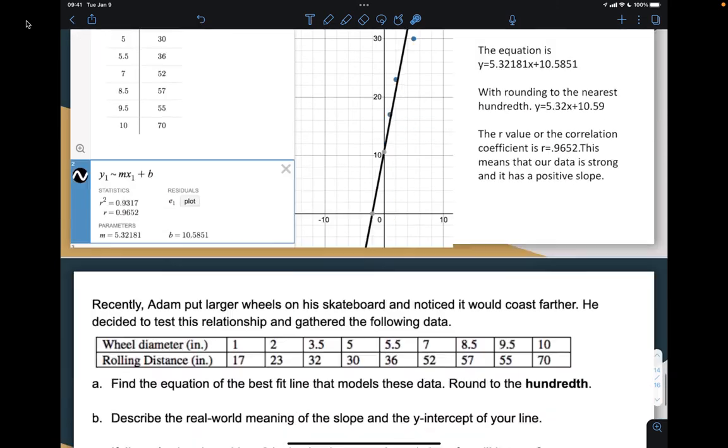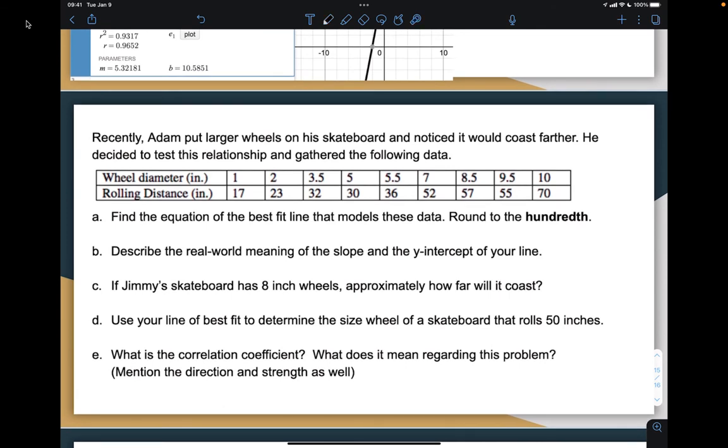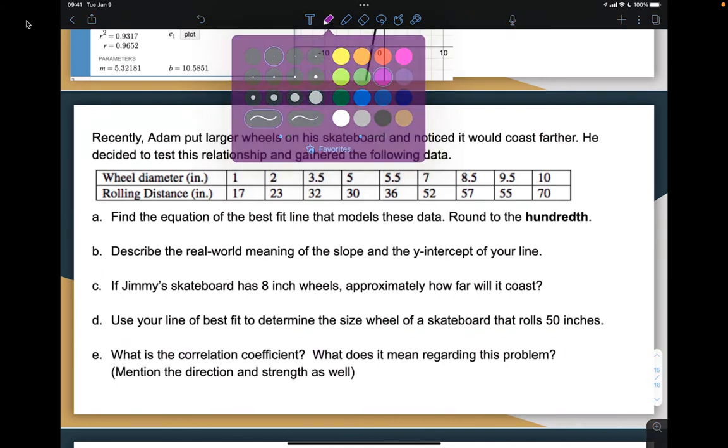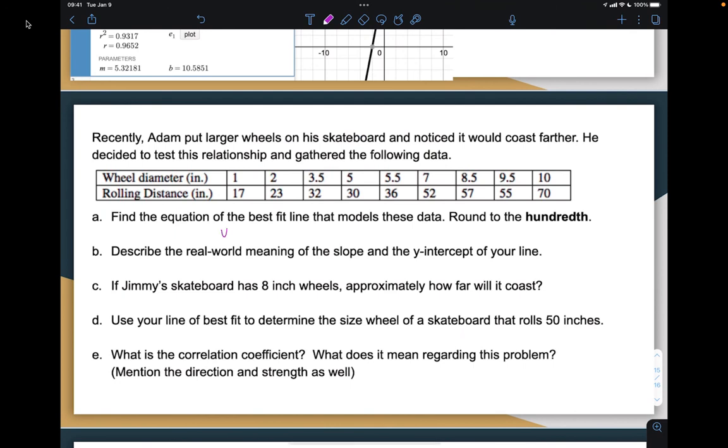All right, now let's go and work on our answers. So recently, Adam put large wheels on a skateboard. We just did this problem on Desmos. And we found the equation that best fits our line. And the equation, rounding to the nearest hundredth, let's write this in a fun purple, is y equals 5.32x plus 10.59. Describe the real-world meaning of the slope and the y-intercept of our line.